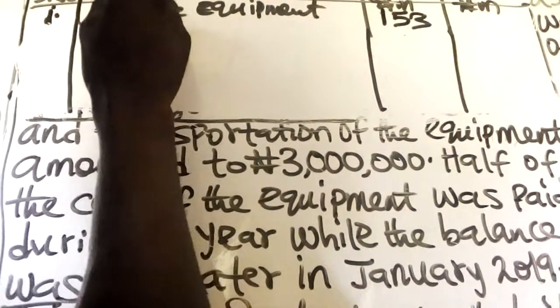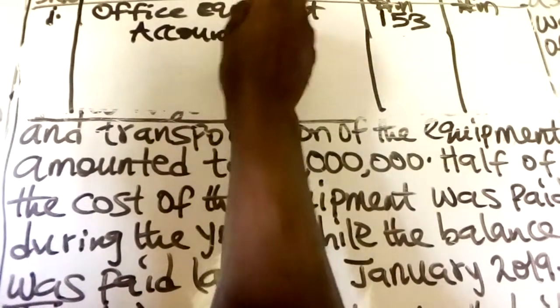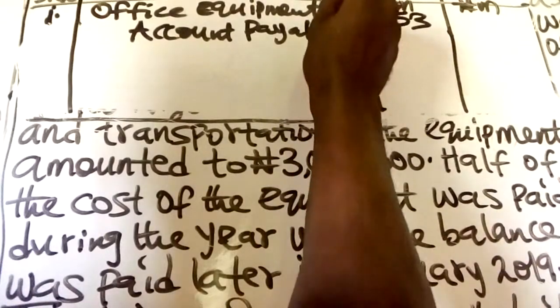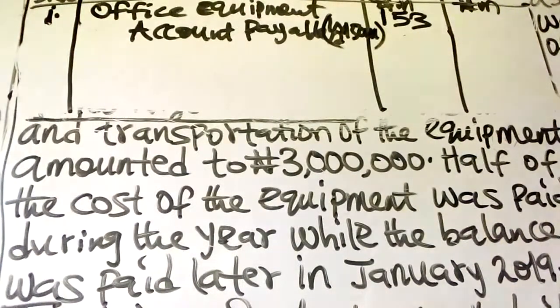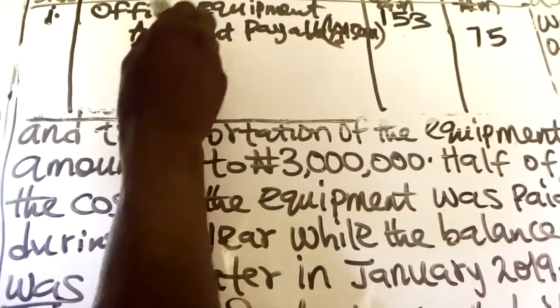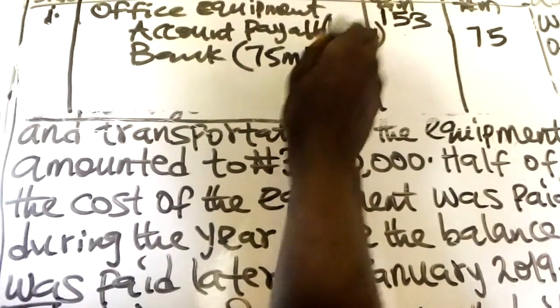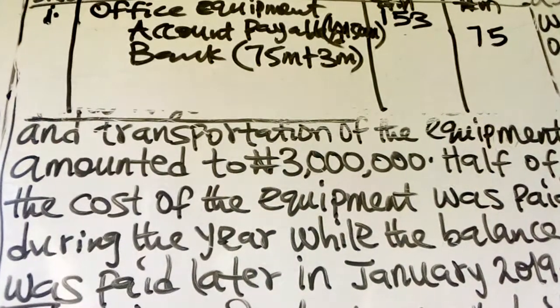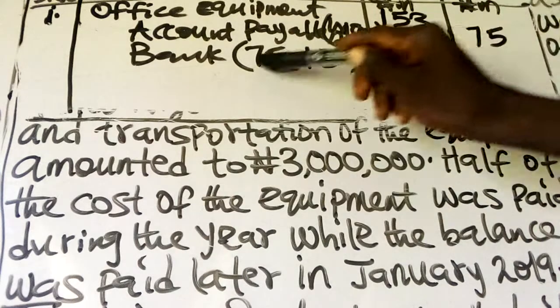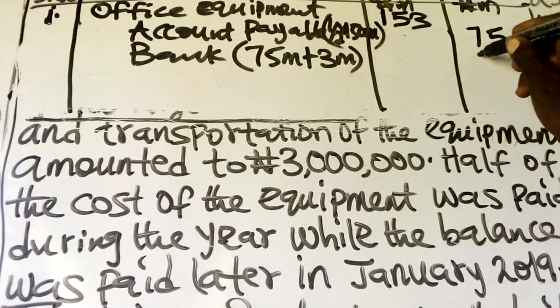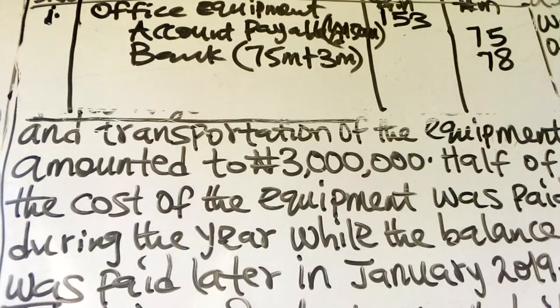So we credit the account payable with half of the cost, half of 150 million, that gives us 75 million. The remaining half that was paid, you credit bank. That means it will be paid through the bank account. Half of the 150 million, which is 75 million that was paid, plus 3 million, which represents the installation and transportation cost, will be 78 million. I've told you that the cost of the asset will be made up of the purchase cost plus attributable cost. I want you to bear that in mind.